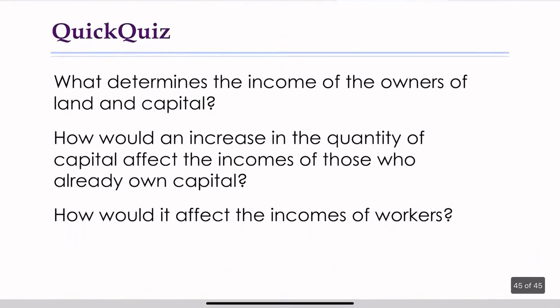Okay, let's see this quick quiz here. What determines the income of the owners of land and capital? The determination process is the same as we have discussed in the case of the labor market. You will again just look at the supply curve and demand curve. So this will give you the rental income, and this will give you the equilibrium quantity. How would an increase in the quantity of capital affect the incomes of those who already own capital?